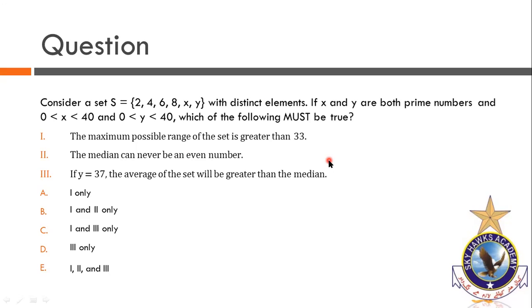One more possibility is that if you can get the maximum value for y or x, anyone can take the value 37. So the minimum value is this. By definition, the range must be 37 minus 2, that will be 35, and that is greater than 33. Good. So this is the idea.